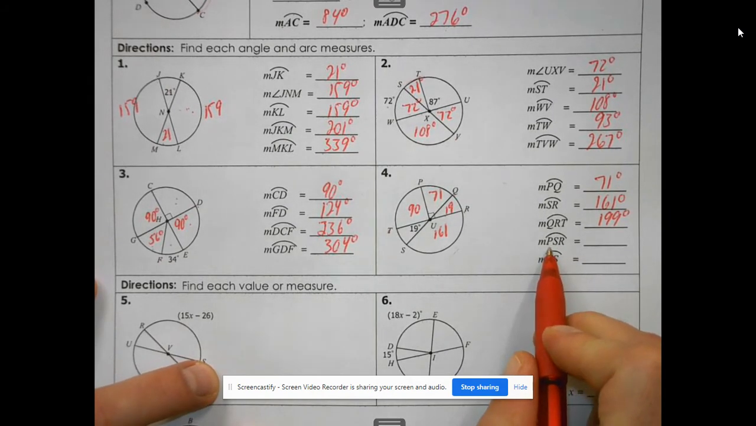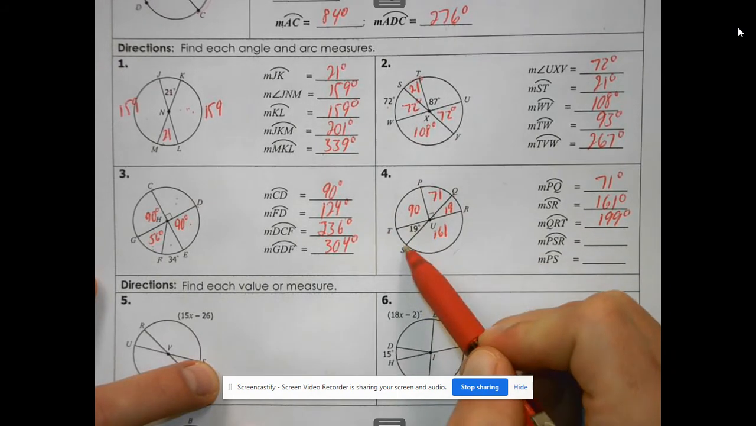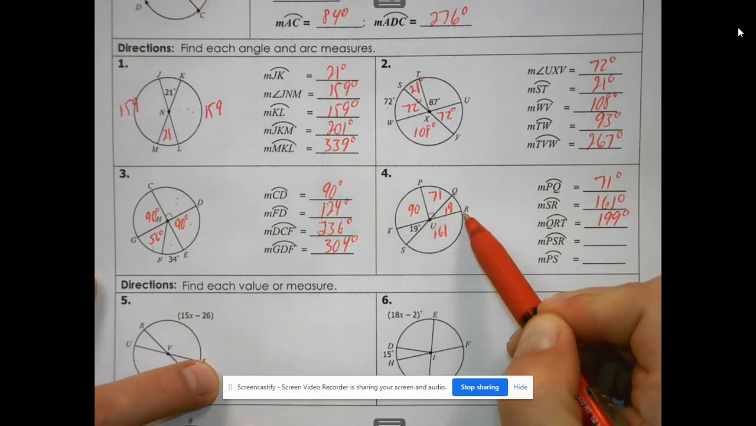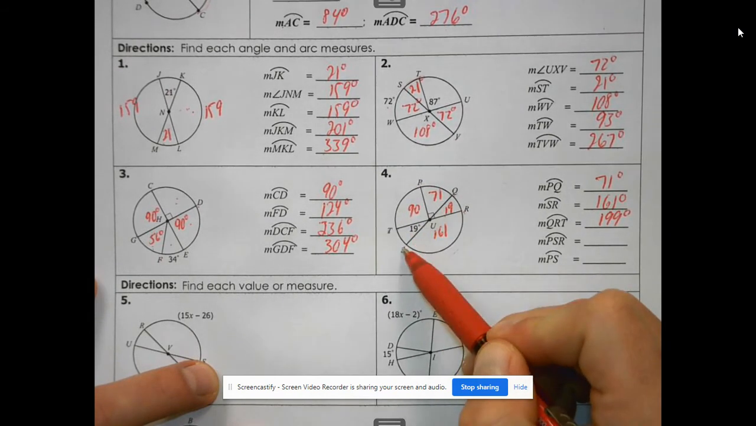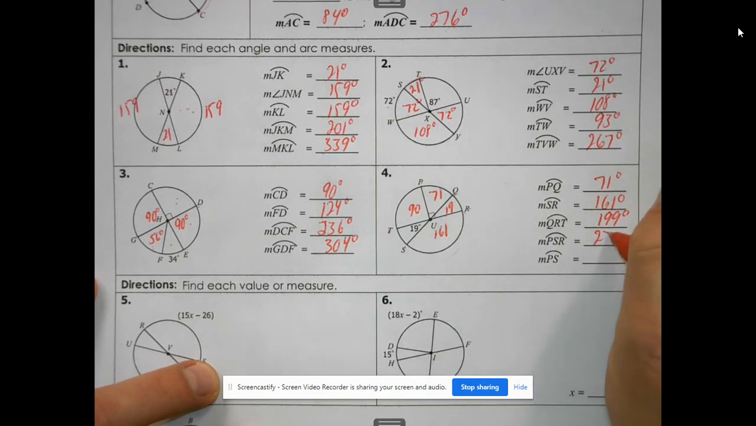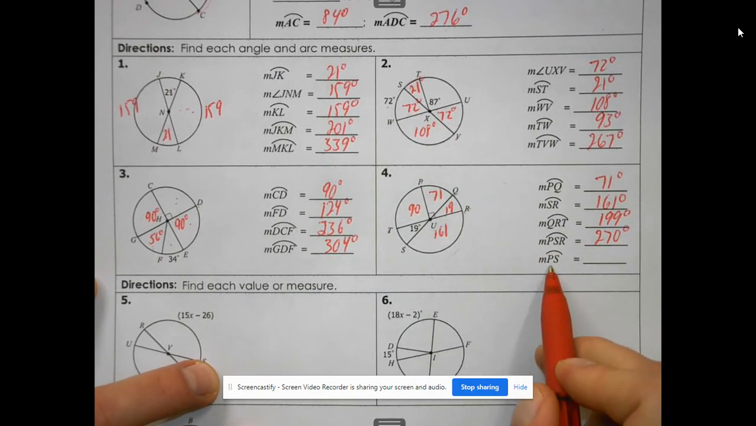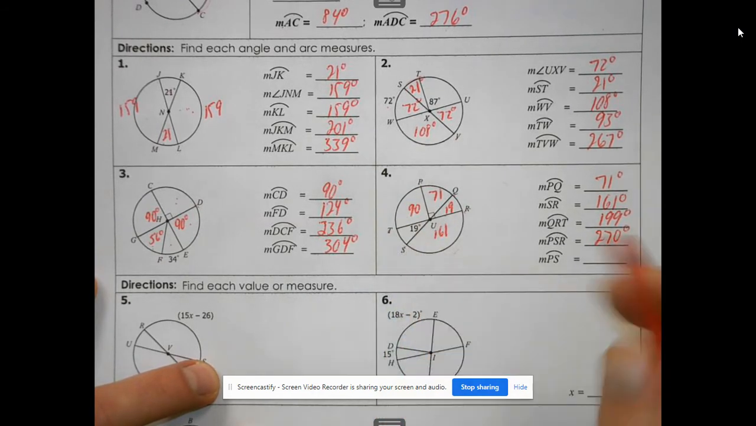Measure of arc PSR, P to S to R. So these three right here, P to S to R. So add these up right here. That gives you 270. Measure of arc PS, just these two right here, 90 and 19, 109.